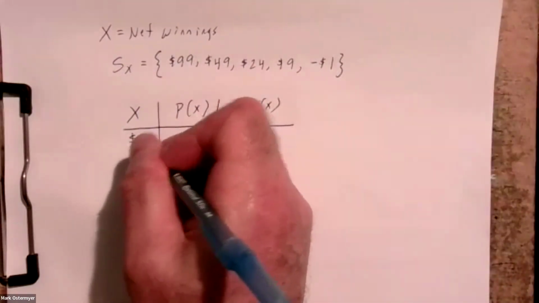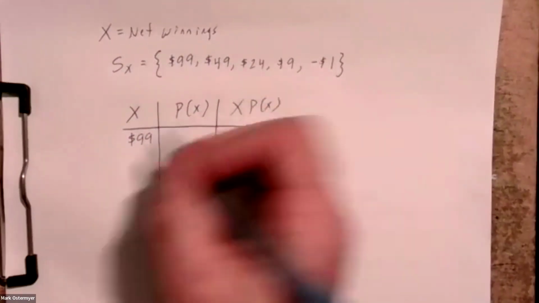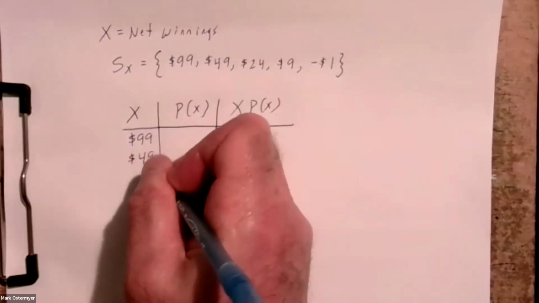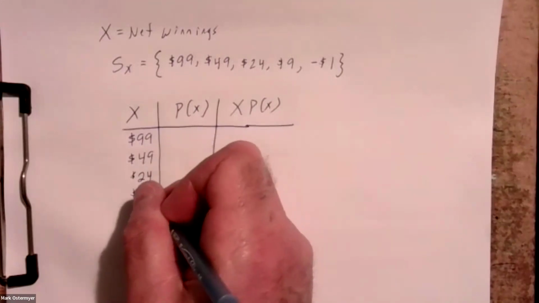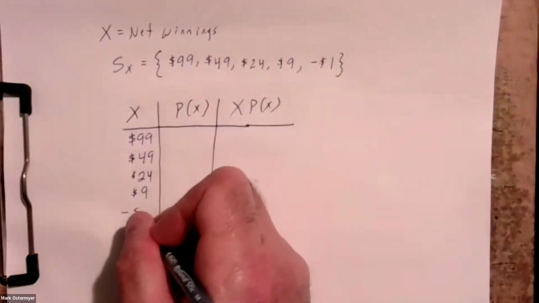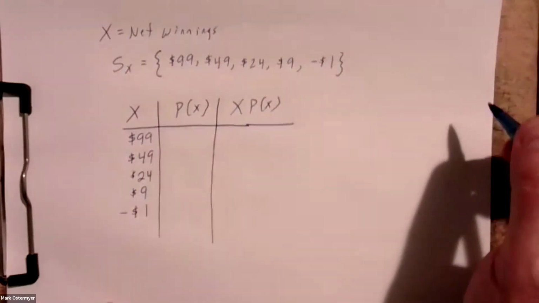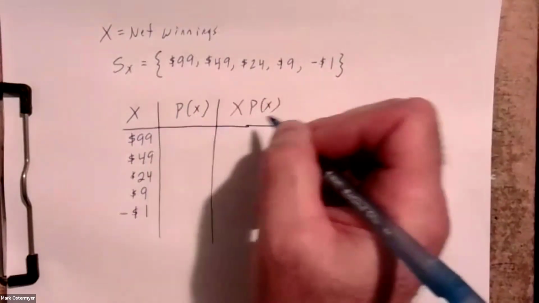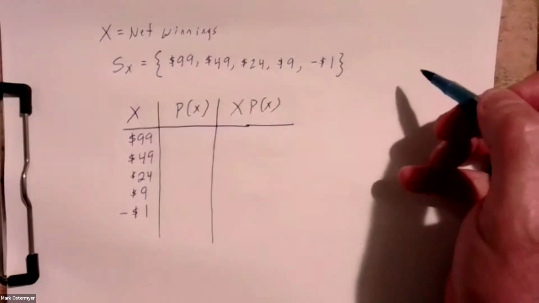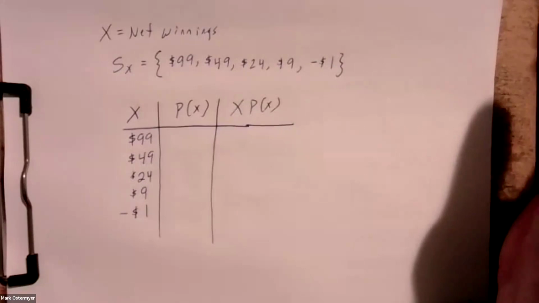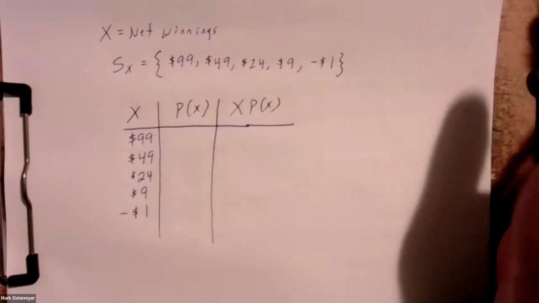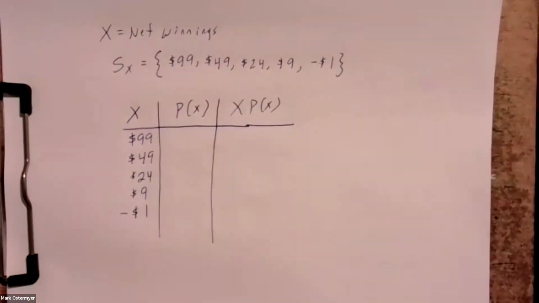Let's say we win first prize. Net winnings would be $99. Second prize, net winnings. Third prize, net winnings. Fourth prize, net winnings. Or I could just lose the game. I'm out a dollar. What's the probability of winning first prize? There's 1,000 raffle tickets out there. You agree? One of them is first prize. So what's the probability of winning first prize? Well, that's going to be 1 over 1,000, correct?